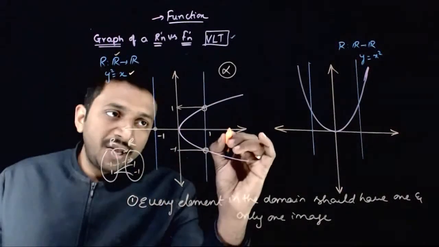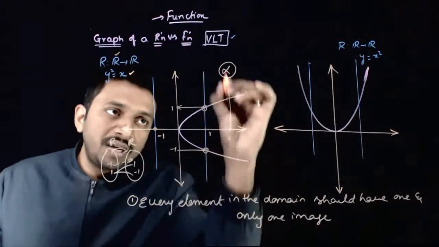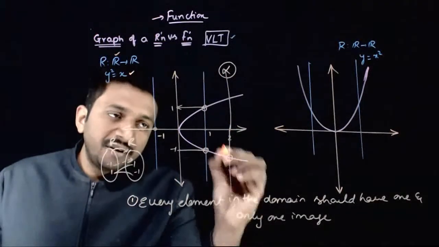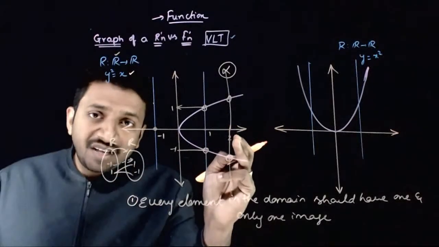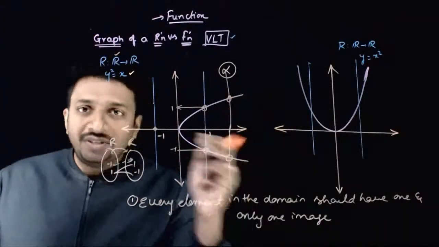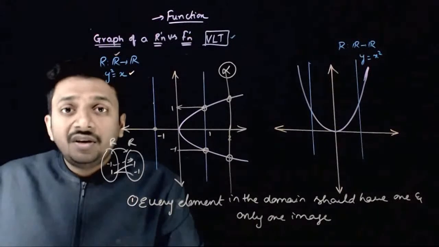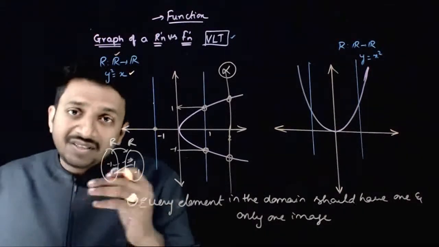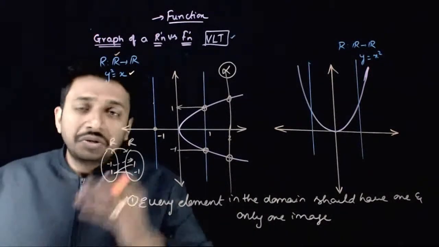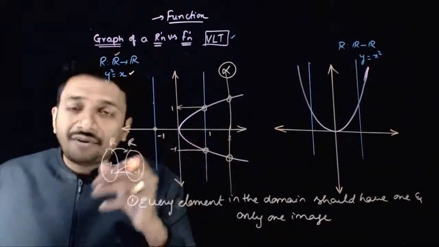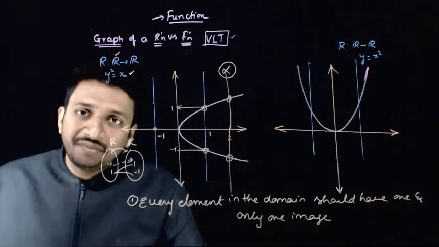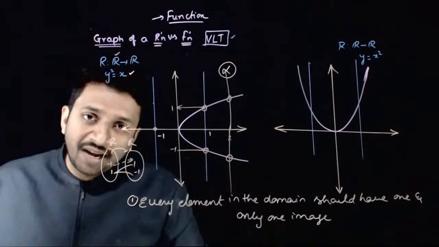So even if you take x is equal to 2, if you draw a vertical line, it cuts the curve at 2 points, right? That means for x is equal to 2, you have two images, which is not the case if this has to be a function. So I can conclude that this is not a graph of a function. This is just a relation between x and y, between R and R.